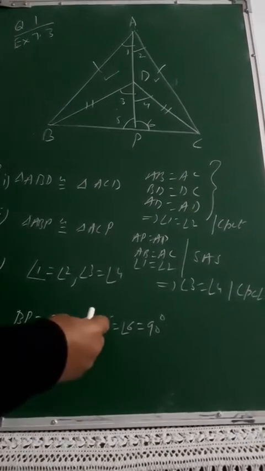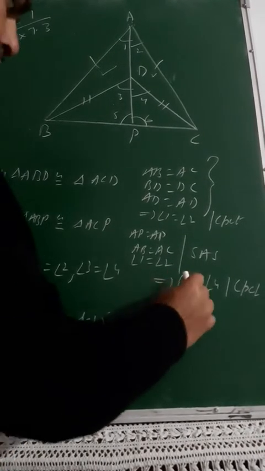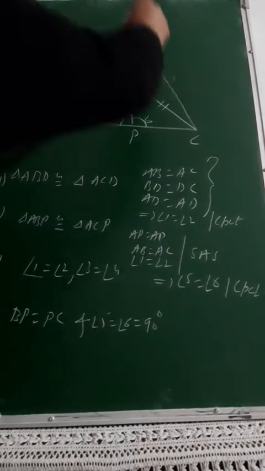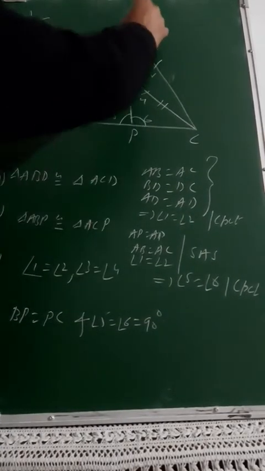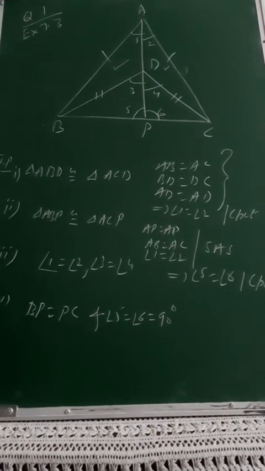As well. ABP, sorry, not 3 and 4, that will be 5 and 6. ABP, here it is 5, APC, here it is 6. So 5 will be equal to 6.